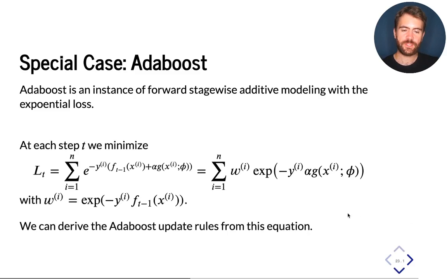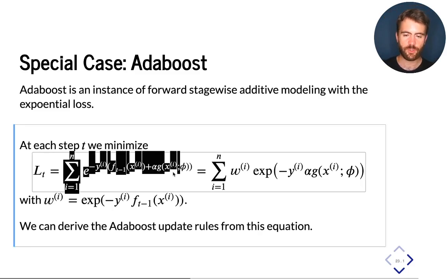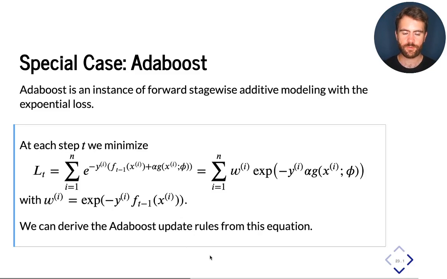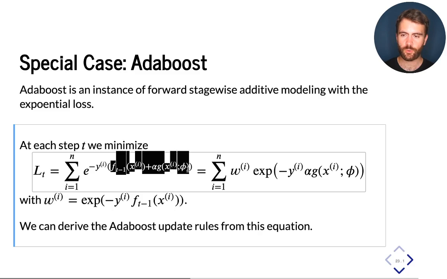At each time step t, if we use the exponential loss, then our loss is simply going to be the following expression. This may look like there are a lot of symbols in it, but it's just the definition that we had earlier, except that I replaced f with the prediction from the new model that we're going to be training.